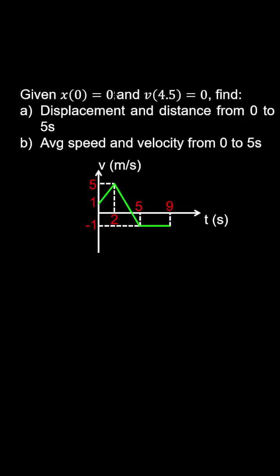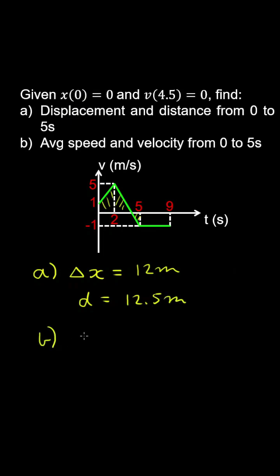Given x of 0 is 0 and the velocity at 4.5 seconds is 0, we're asked to find the displacement and distance from 0 to 5 seconds. So the displacement is the area under the velocity time curve. That would be the area under this trapezium plus the area under this triangle minus the area under this triangle, which will give you 12 meters. And the total distance traveled is simply the sum of all these areas. So that would give you 12.5 meters.